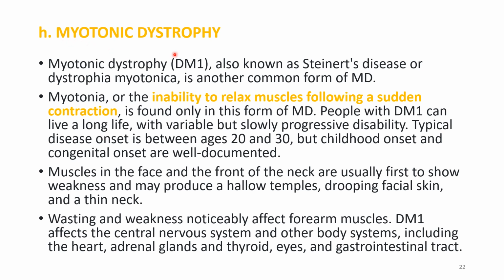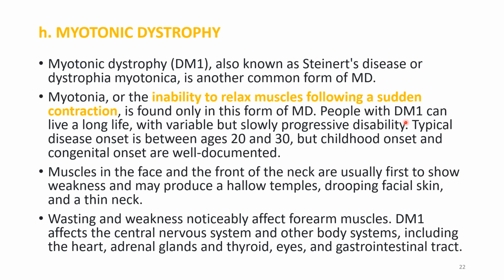Now coming to myotonic dystrophy. Myotonic dystrophy DM1, also known as Steinert's disease or dystrophia myotonica, is another form of muscular dystrophy. Myotonia, or the inability to relax the muscles following a sudden contraction, is found only in this form of muscular dystrophy. So what is this myotonia? There is inability to relax the muscles after a sudden contraction.